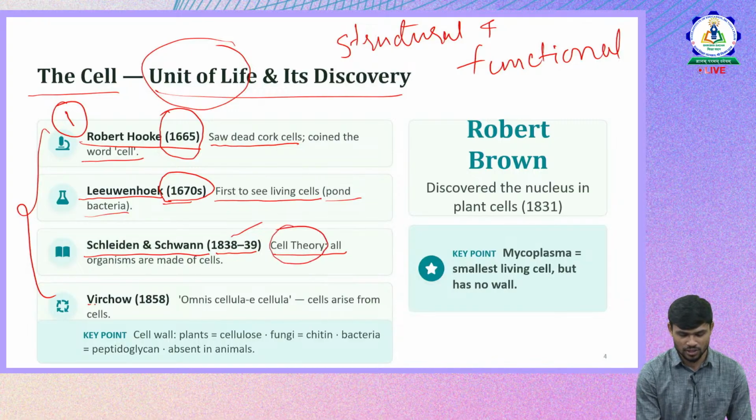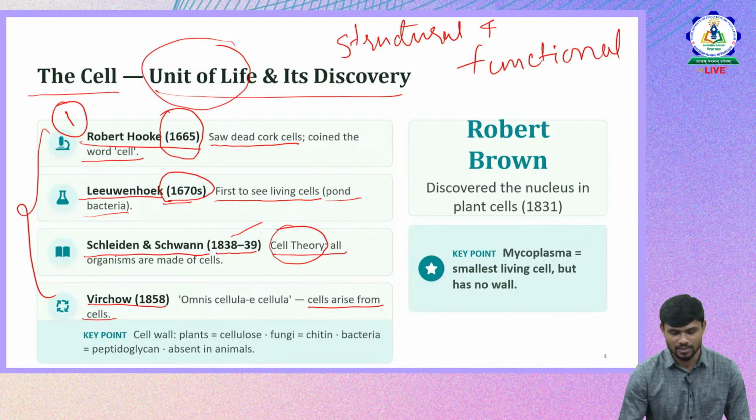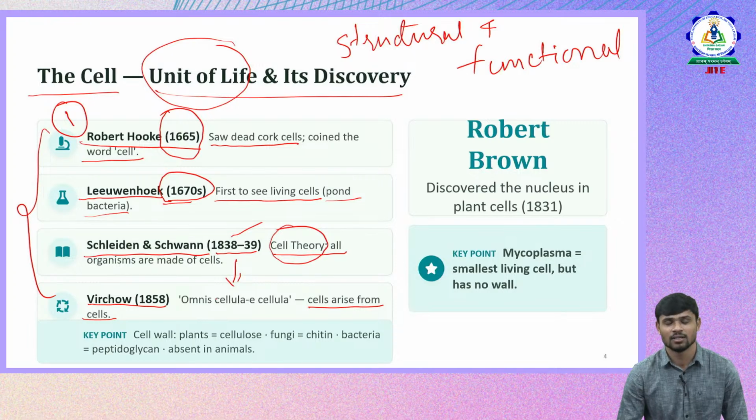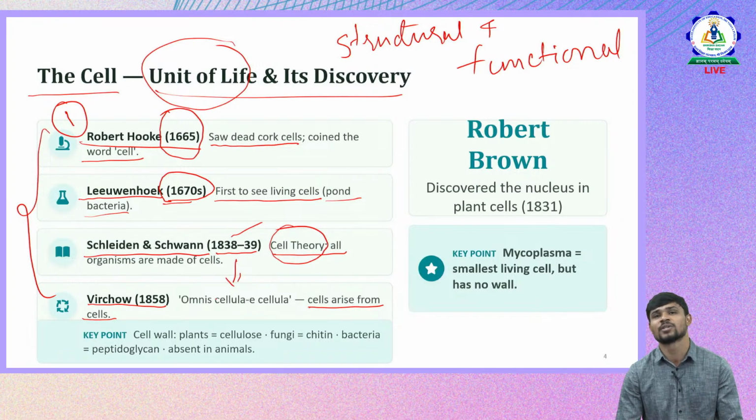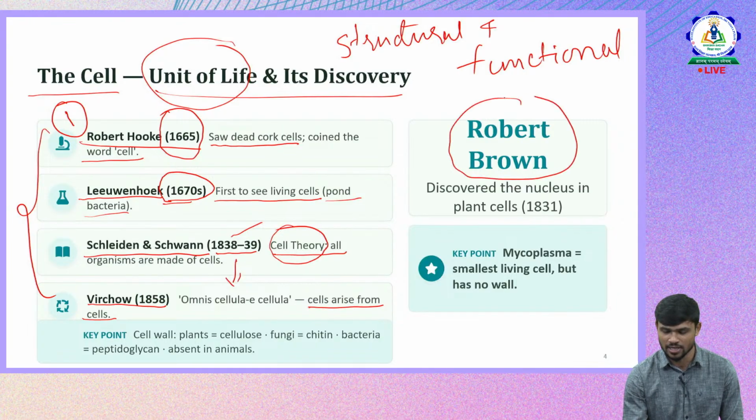And Virchow is one more scientist, in 1855. He said cells arise from pre-existing cells. So he extended the cell theory a little and said cells arise from pre-existing cells. From where do cells come? They come from pre-existing cells. Since cells come from pre-existing cells, there is a possibility of evolution that we need to understand.